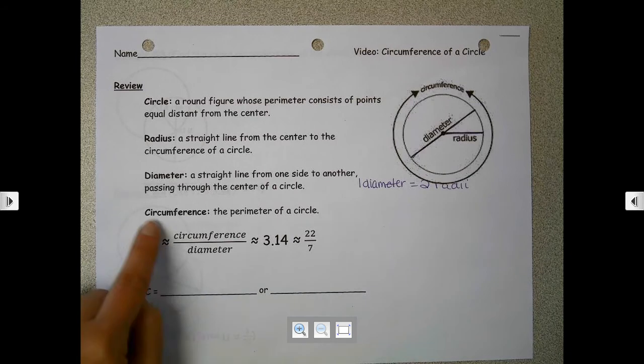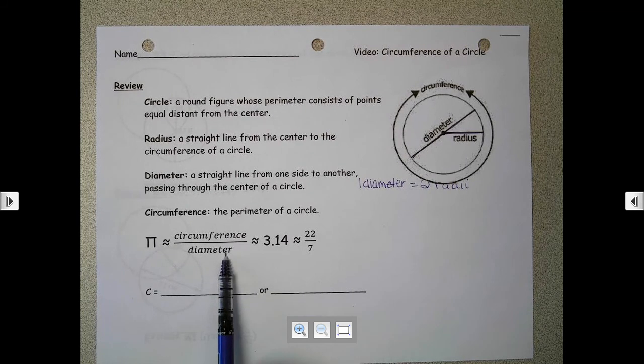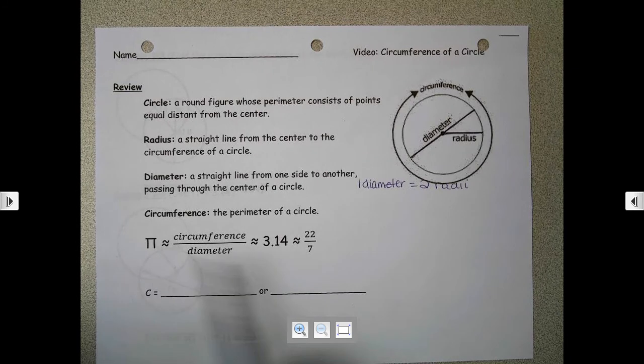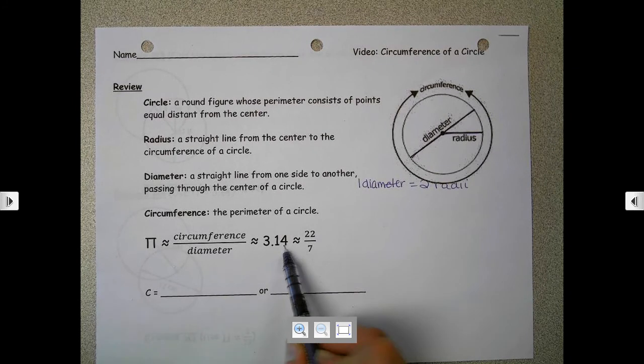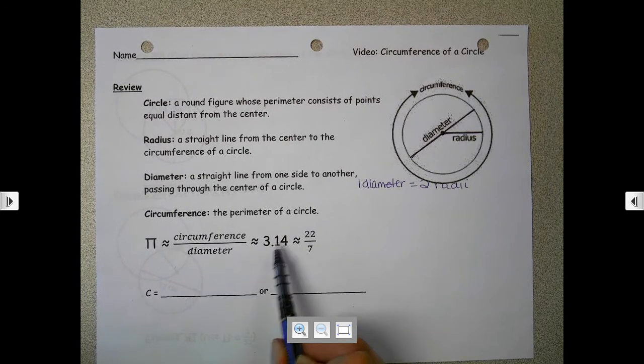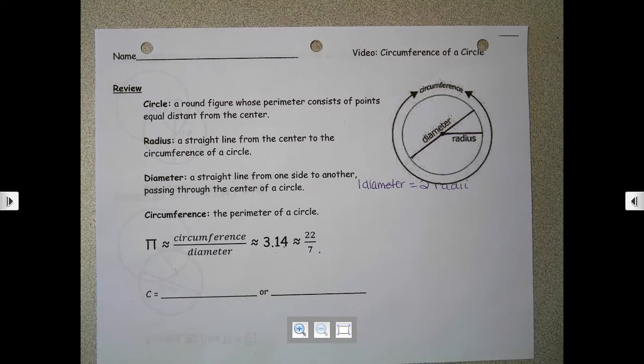Okay, and last but not least, we have the circumference. The circumference is the perimeter of a circle. In class, in our lesson, we discovered that if we take the circumference divided by the diameter, we get a number close to pi, the Greek letter, which represents 3.14 or 22/7. Now, these two numbers are approximate, which is why we have the squiggly equal sign. These are the values that we are going to use for pi when we are asked to do that.